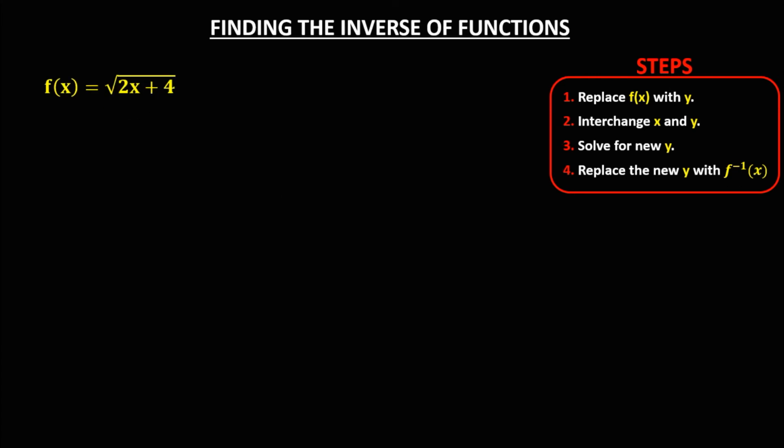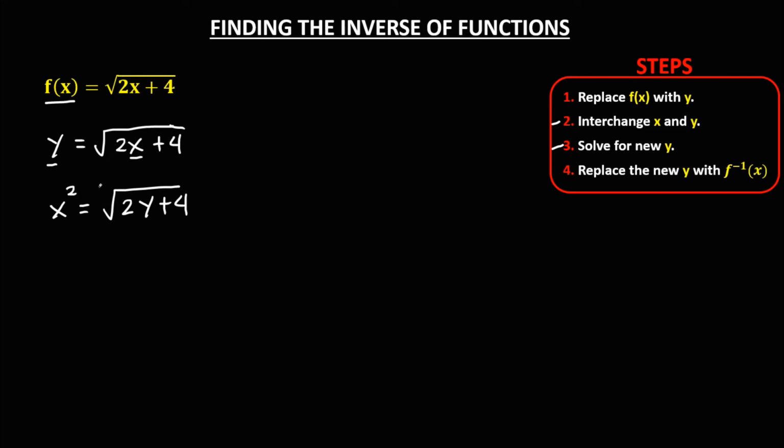Then for this given, if a function contains a radical, again, first replace f of x with y, then equals the square root of 2x plus 4. Then interchange x and y, so this y becomes x equals the square root of 2 times y, plus 4. Then to solve for y, first we need to omit this radical by squaring both sides. So put a square on x and put a square on this equation with radical.